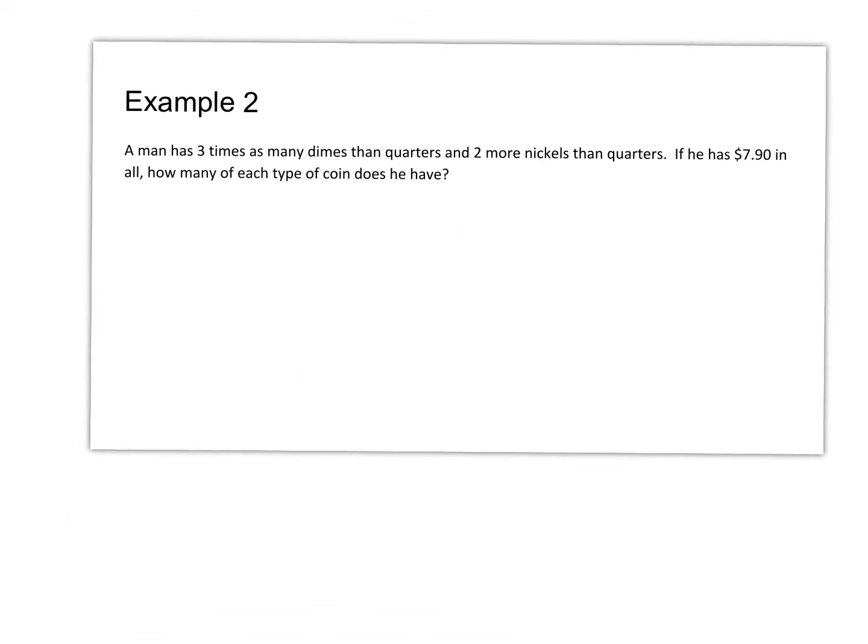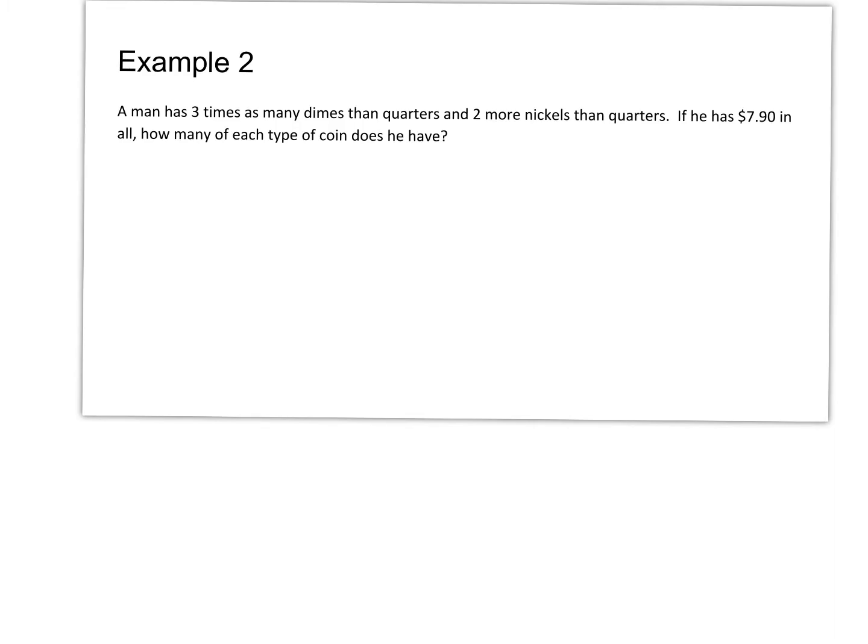All right, so scooch us up here. A man has 3 times as many dimes as quarters and 2 more nickels than quarters. He has $7.90. How many coins does he have? So again, let's start with our coins. So we have dimes, we have quarters, and we have nickels.